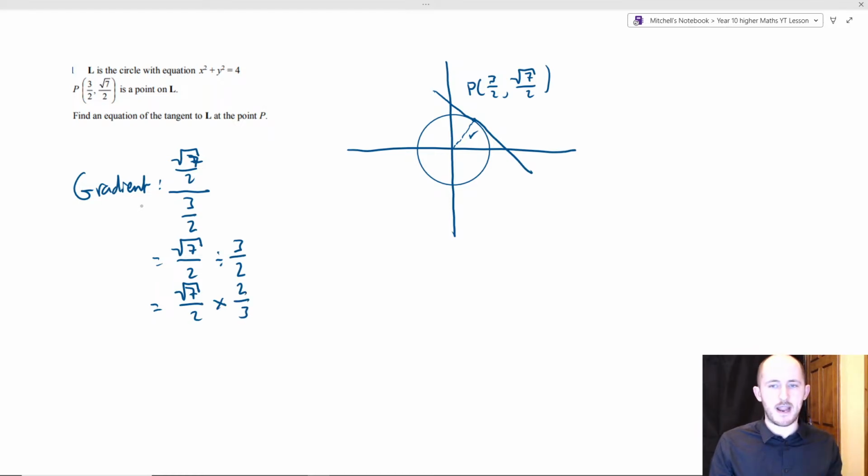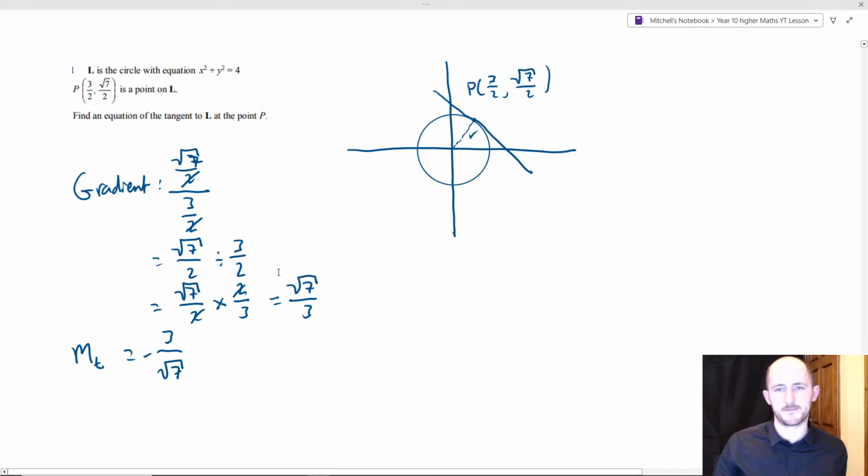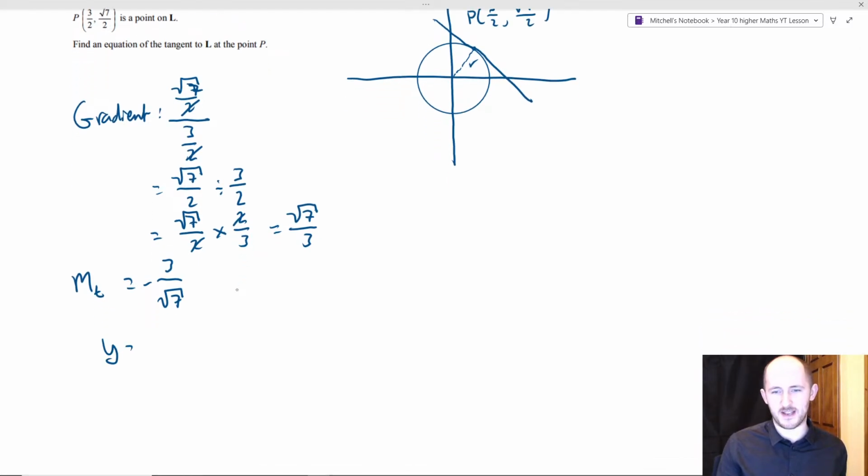So in my head, I knew that this 2 and this 2 would cancel out, but I understand that might not be obvious to you guys. But if you cross cancel, you do get root 7 over 3. So the gradient of the tangent, I'm going to call that MT, is you flip the fraction, so 3 over root 7, and you stick a minus in front. Bob's your uncle. Anyways, so we have an equation now. Y is equal to minus 3 over root 7 x.